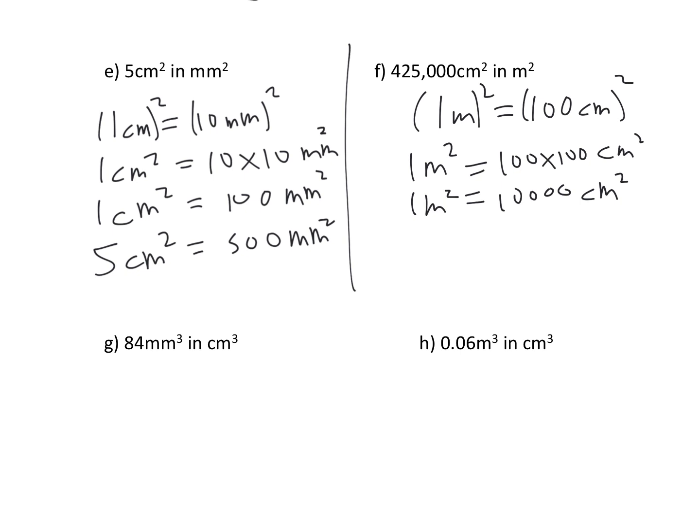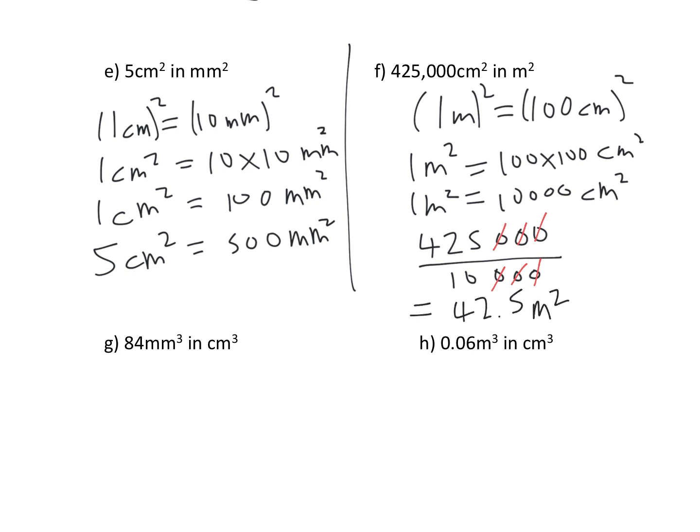So you've got to multiply by 10,000, or in this case, we're going from centimetres squared to metres squared, we've got to divide by 10,000. Sometimes to help with the division, it might be better to write it as a fraction, which is what I'm going to do here. 425,000 divided by 10,000, and then I can see the zeros will cancel out 3 times, and we're left with 425 divided by 10, and that would be 42.5 metres squared.